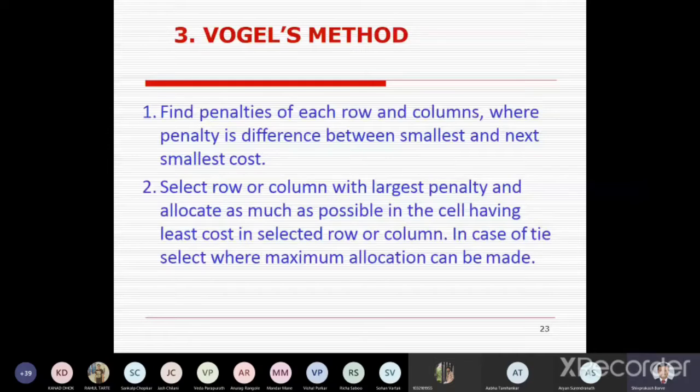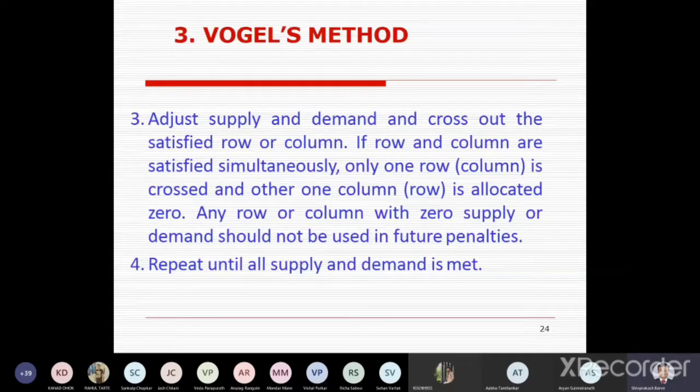In case of a tie, select any allocation arbitrarily. Adjust supply and demand and cross out the satisfied row and column. If row and column are satisfied simultaneously, only one row or column is crossed and the other row or column is allocated 0. Any row or column with 0 supply or demand should not be used in future penalties. Repeat the same procedure until all the supply and demand conditions are fulfilled.